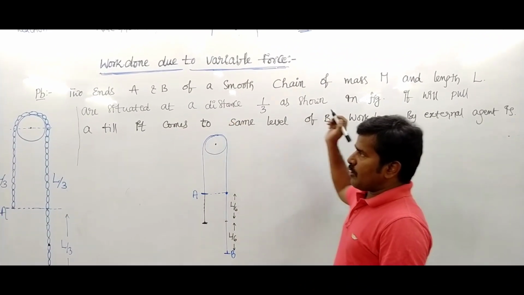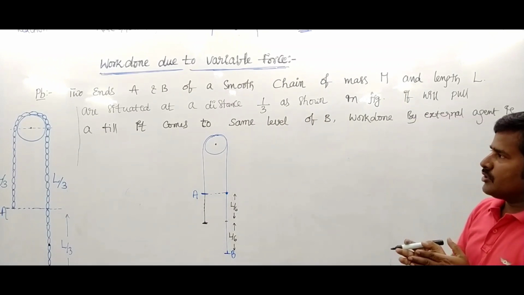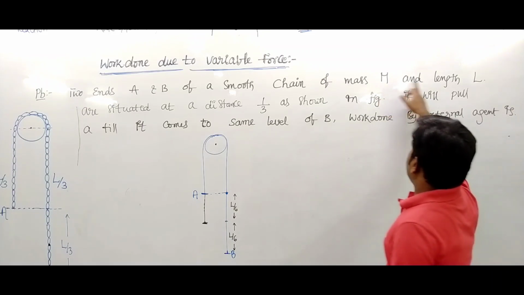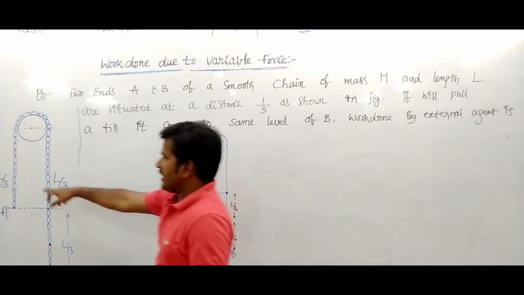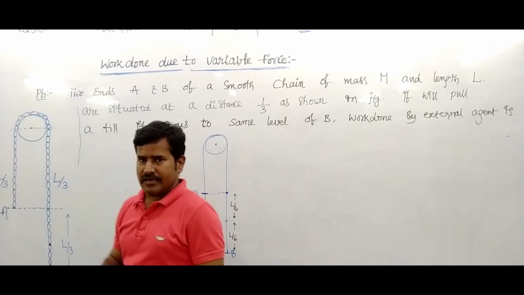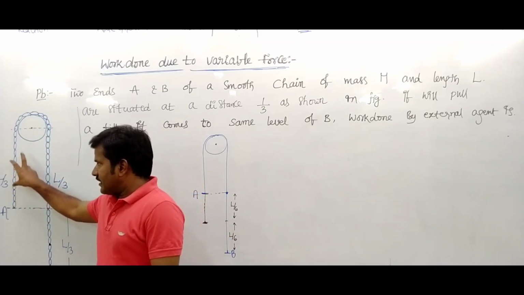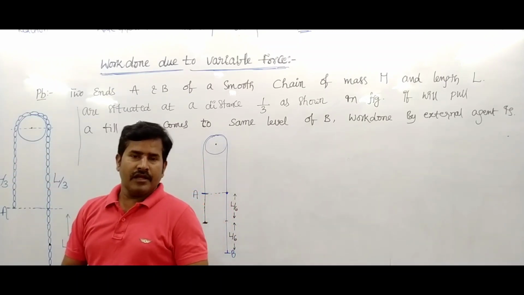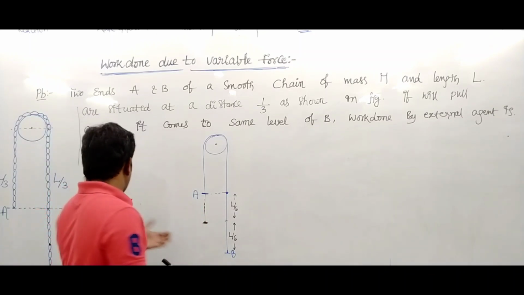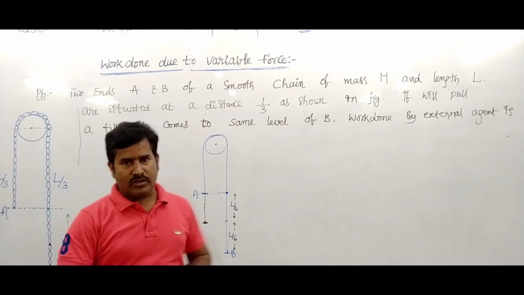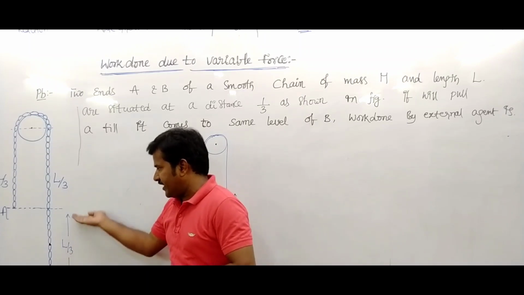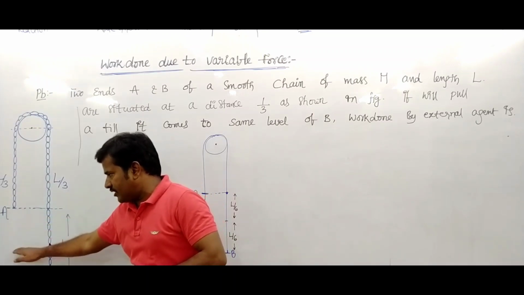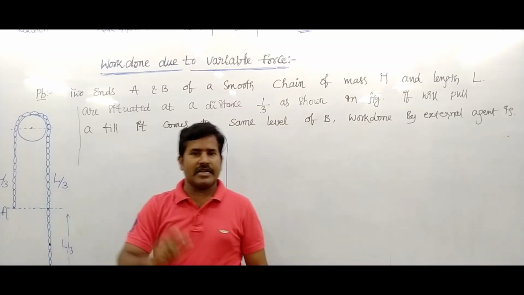In this given problem, two ends A and B of a smooth chain. M is the mass of this chain and L is the length of the chain. On one side the length of the chain is less, on the other side the length is more. What is the work required for both to come to equal height? B moves upward, A moves downward. How much work is required?